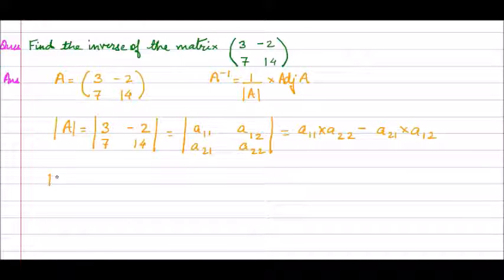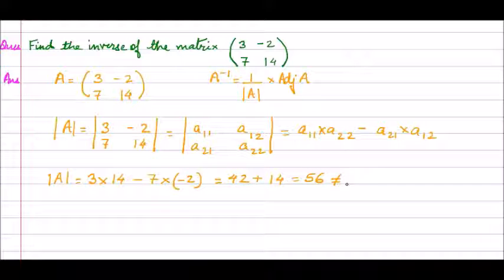Now let us put the values, the numbers. So a11 is 3. So we are having 3 into a22, second row, second column, that is this one, 14. So it is 3 into 14 minus a21, second row, first column, that is 7, into a12, first row, second column, that is -2. So 3 times 14 is 42 and -7 times -2 is equal to +14. So 42 plus 14 gives us 56, which is not equal to 0.